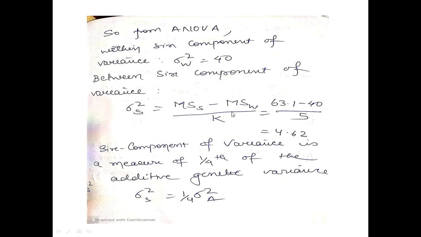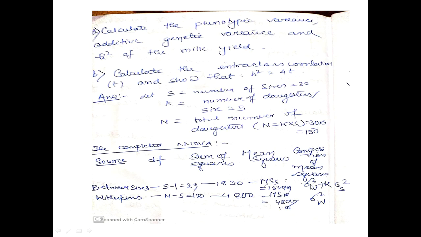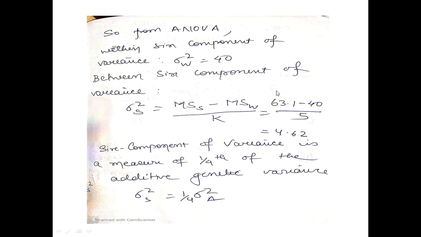And by the second equation, you see we have sigma square W plus K sigma square S. Please pay attention, all of you. Sigma square W plus K sigma square S is equal to 1830 upon 29. See, after solving, we have this value as 63.1.